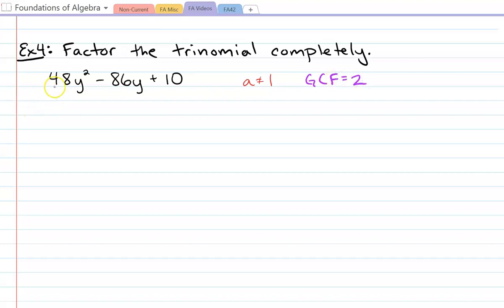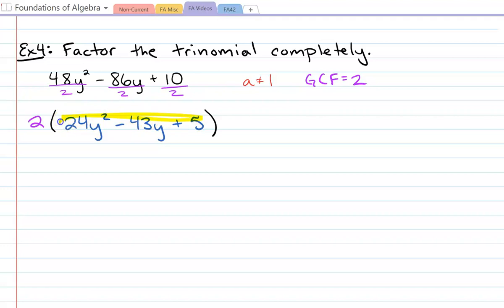So let's do that. So what do we get for our leftovers? We have 48 divided by 2 is 24, y squared, minus 86 divided by 2, which is 43y, plus 5. Okay. So, just looking at the inside of the parentheses, let's do it again. A is still not 1. Is there another GCF hiding? Nope. 5 is prime, and 43 and 24 don't go into it either.